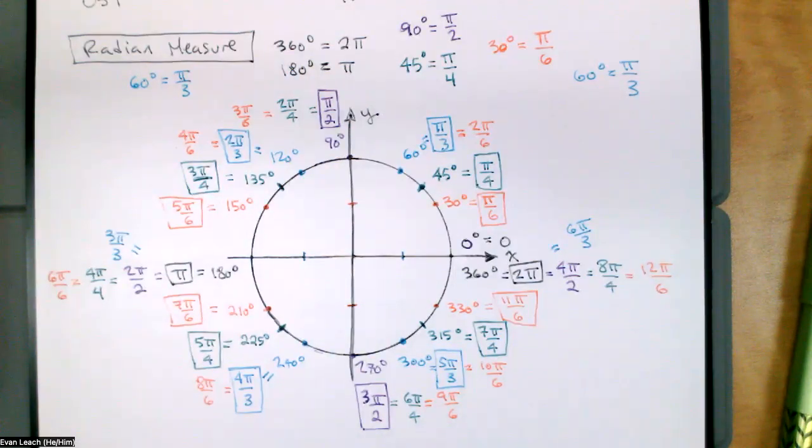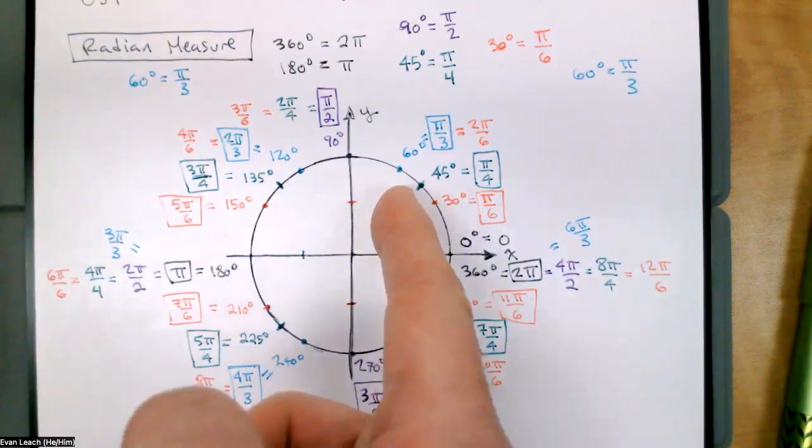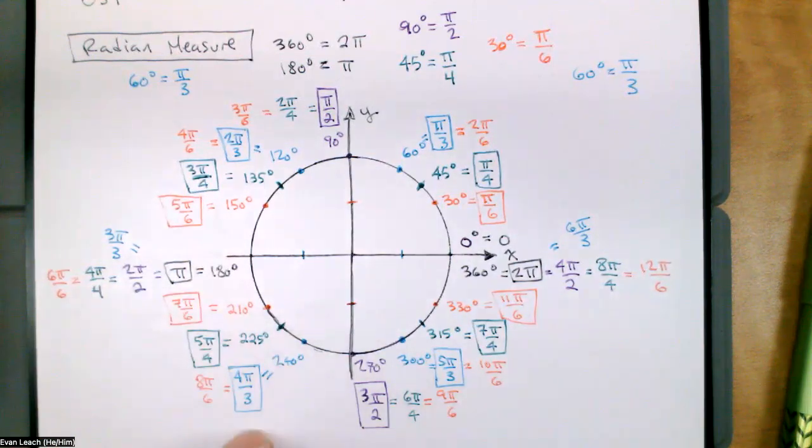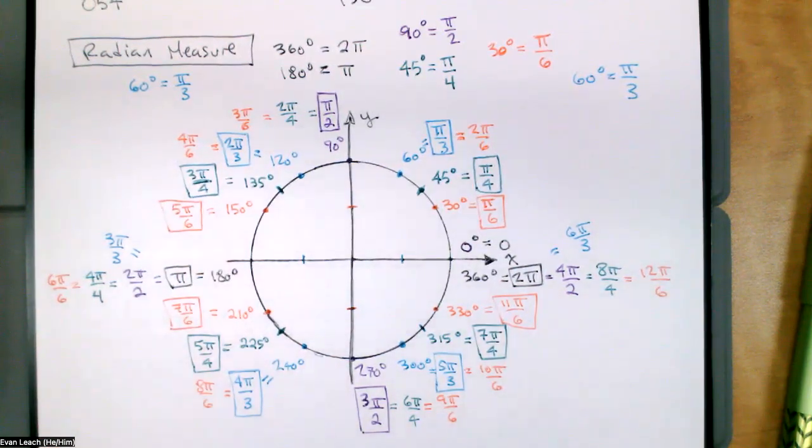Our over 3s, those are our 60s. So I got 1 pi over 3, 2 pi over 3, 3 pi over 3 is the 180, 4 pi over 3, and 5 pi over 3. So the pi over 3s we need are 1, 2, 4, and 5. And the pi over 4s we need are 1, 3, 5, and 7. Everything else will be simplified.